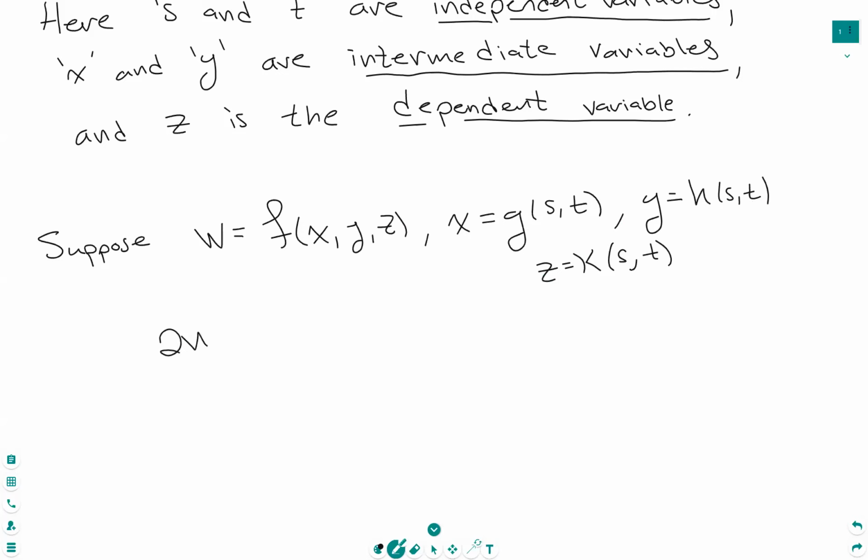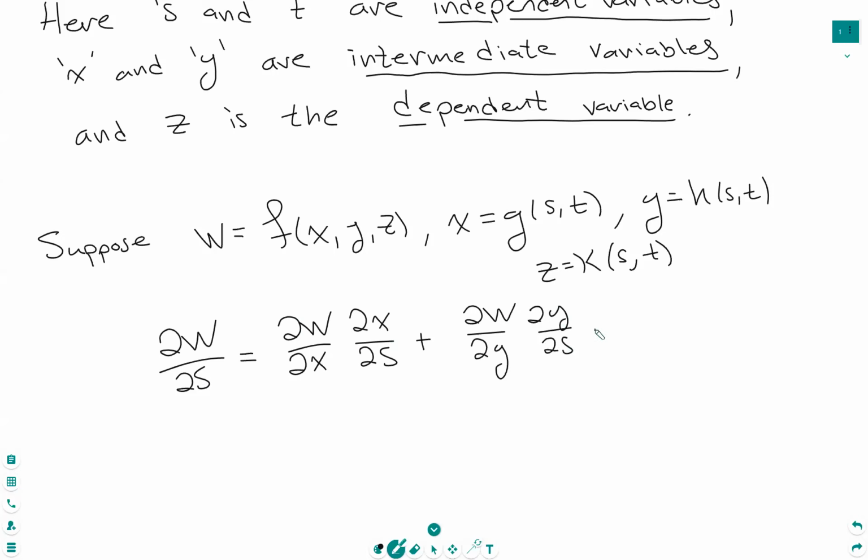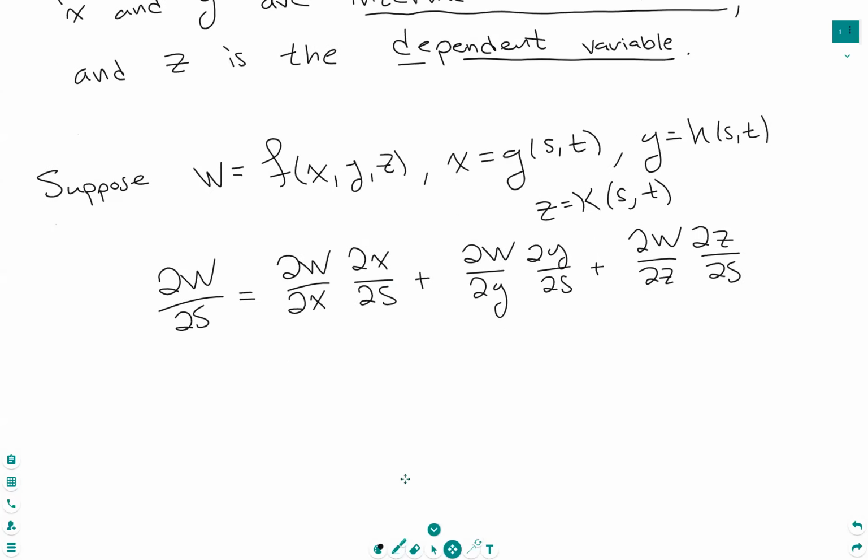So if I wanted to find partial w, partial s, very similar to how we did with two variables. So we're doing three groupings because there's three coordinates. There's x, y, and z. So we did partial y, partial s. And then we'll have this third term here, partial w, partial z, partial s. And of course, we also have to talk about when we take a partial with respect to t.